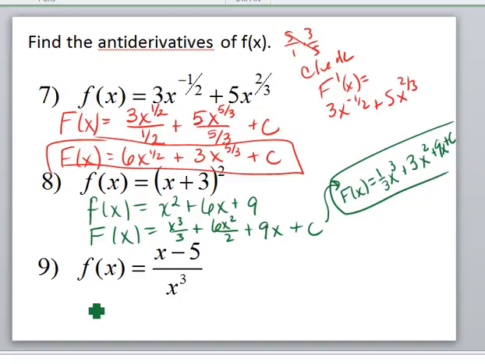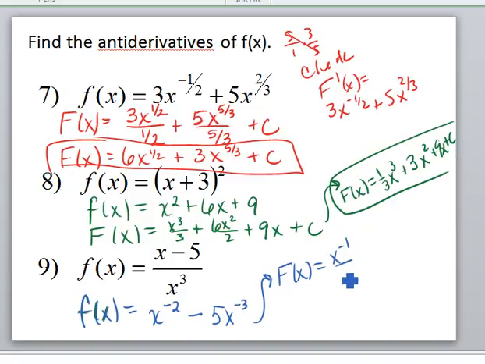The next one, again, we don't know any special rules, so we want to go ahead and simplify this first. So x divided by x cubed is x to the negative second, minus 5 divided by x cubed would be 5x to the negative third. So when I take the antiderivative of this, I get x to the negative first over negative 1. Remember, we're raising it by 1. So 5x to the raise it by 1 power gives me negative 2 over negative 2 plus c.